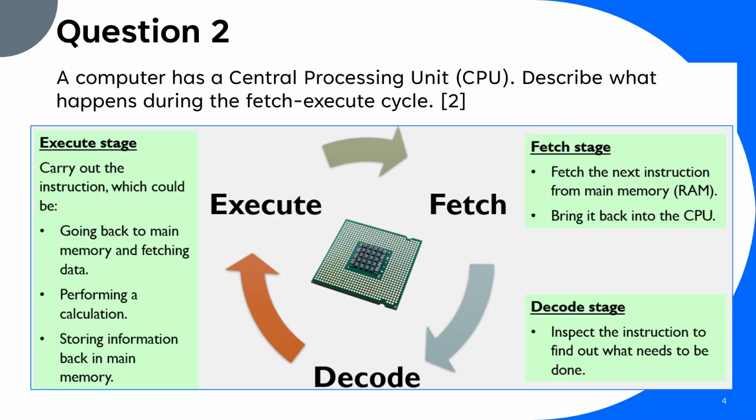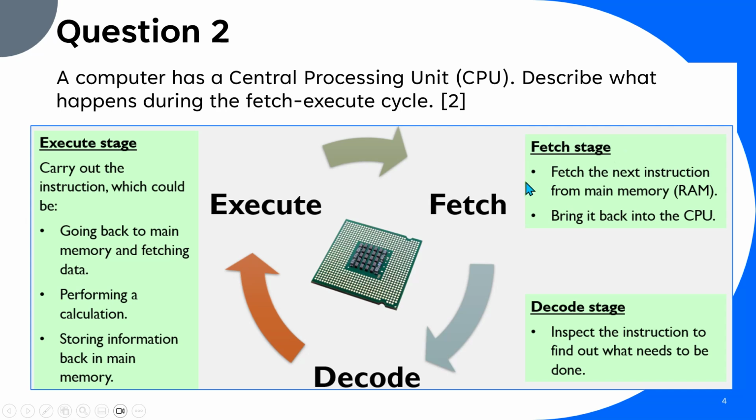Moving on to question 2. A computer has a central processing unit, or CPU. Describe what happens during the fetch, decode, execute cycle. And this is 2 marks, so you need to say 2 things that happen at any stage of the cycle.